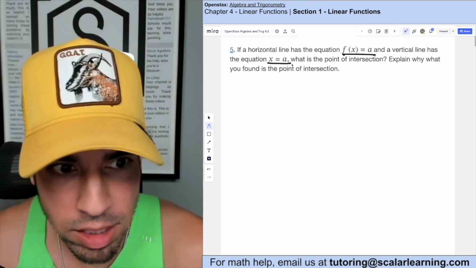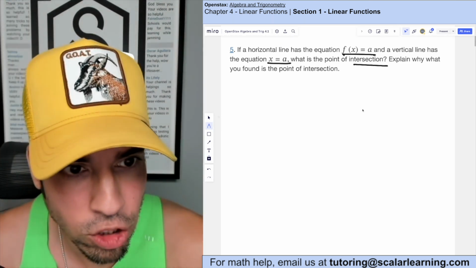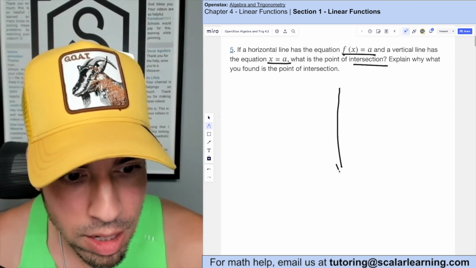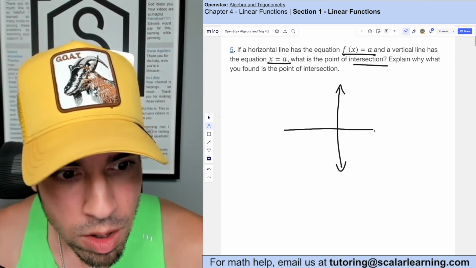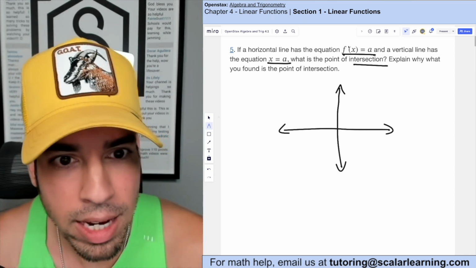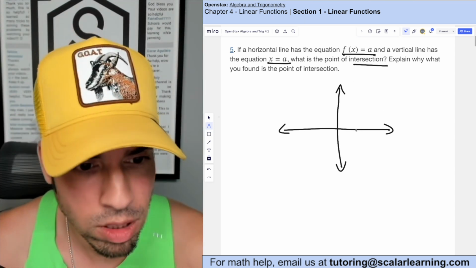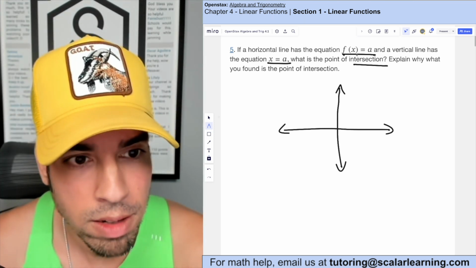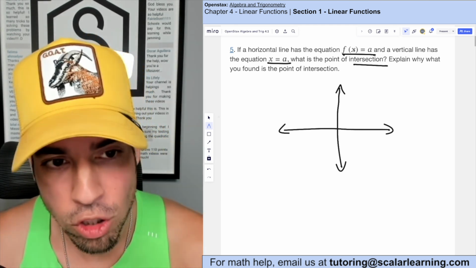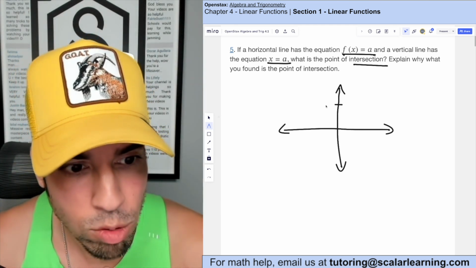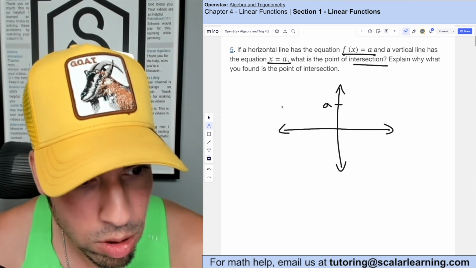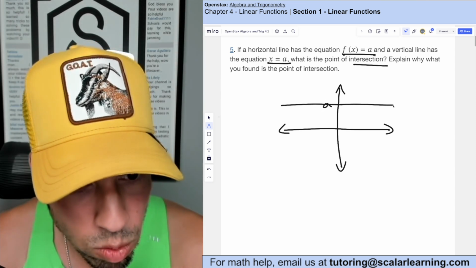If a horizontal line has an equation of f of x equals a and a vertical line has the equation x equals a, what is the point of intersection? So if you imagine on an xy coordinate grid, let's just pretend a is some positive value. It doesn't matter. If you have a function equation f of x equals a, that would be a on the y-axis, and it would look like this, just a nice horizontal line.